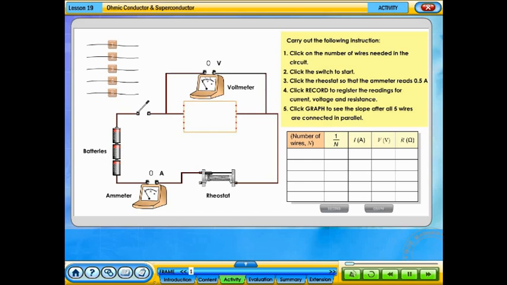How does the number of wires connected in parallel affect the resistance in the circuit? Carry out the following instructions. Click on the number of wires needed in the circuit. Click the switch to start. Click on the rheostat so that the ammeter reads 0.5 amperes. Click Record the readings for current, voltage, and resistance. Click Graph to see the slope after all 5 wires are connected in parallel.